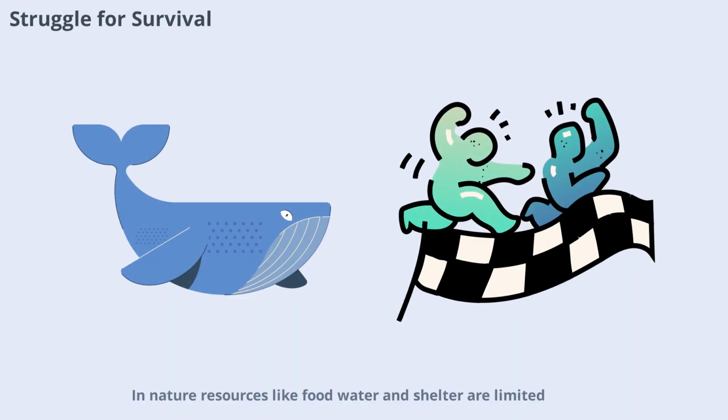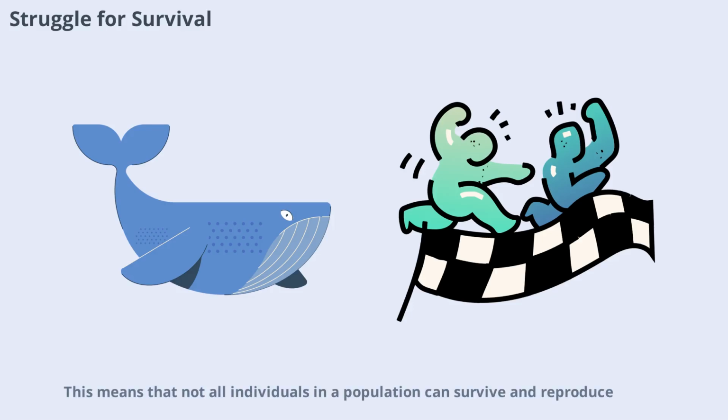Natural resources like food, water, and shelter are limited. This means that not all individuals in a population can survive and reproduce. There is constant competition, and only those best suited to their environment will thrive. This struggle for survival is a key part of natural selection. It ensures that only the most fit individuals pass on their genes, gradually improving the population's adaptation to its environment.